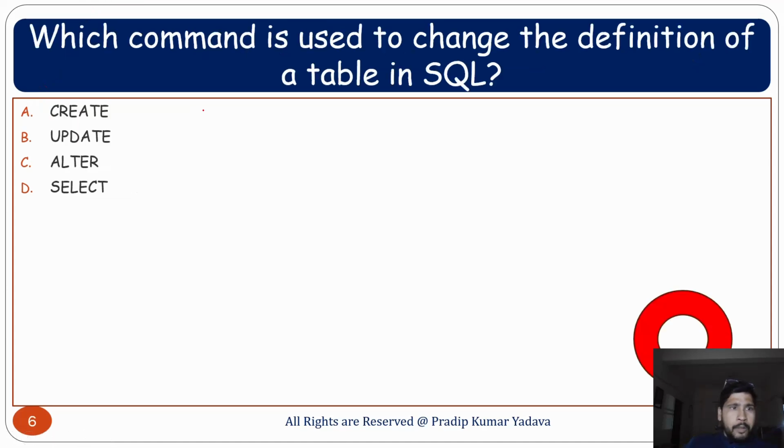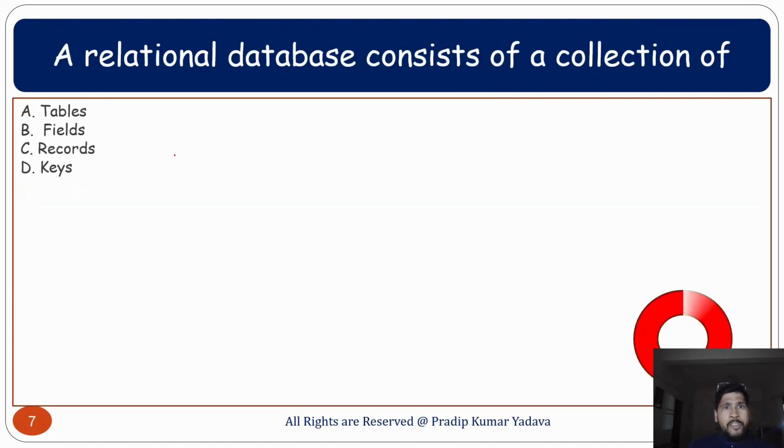Okay. Now next one is, which command is used to change the definition of a table in SQL? So if you want to change the definition of a table, we are talking about change. So alter is the command. A relational database consists of a collection of, so basically relational database consists of a collection of tables. Okay, so option A is correct option.